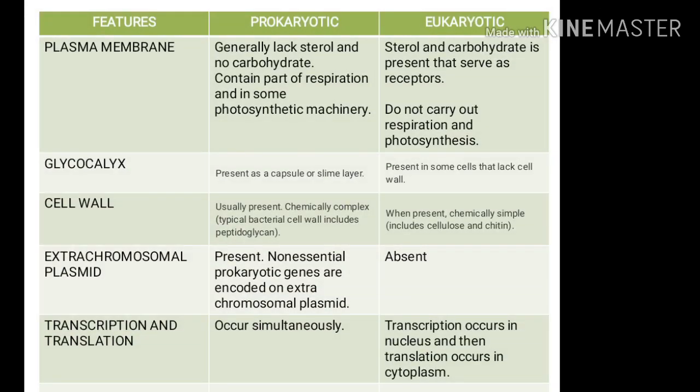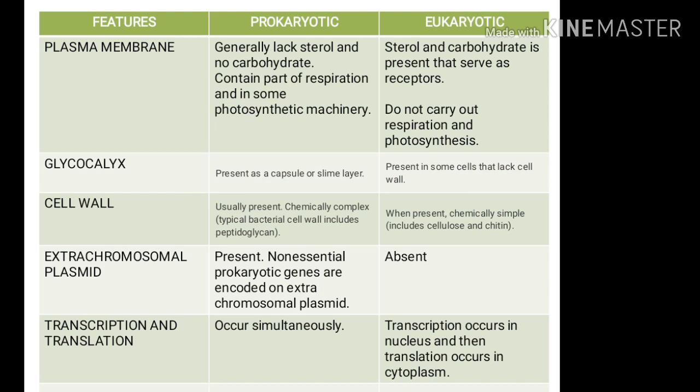Plasma membrane. In the prokaryotic cell, the plasma membrane generally lacks sterols and has no carbohydrate. It contains part of respiration and in some, photosynthetic machinery, while in the eukaryotic cell, sterols and carbohydrate are present and serve as receptors, and the plasma membrane here does not carry out respiration and photosynthesis.